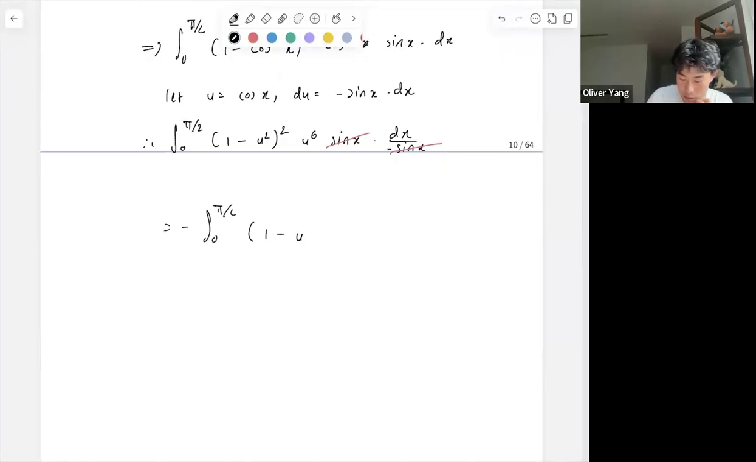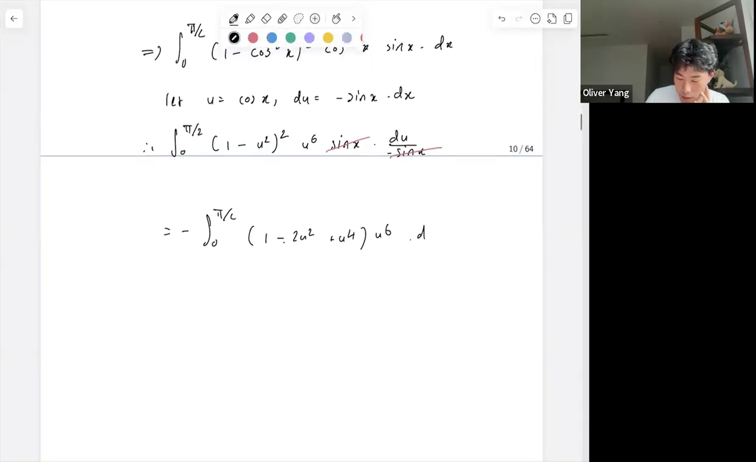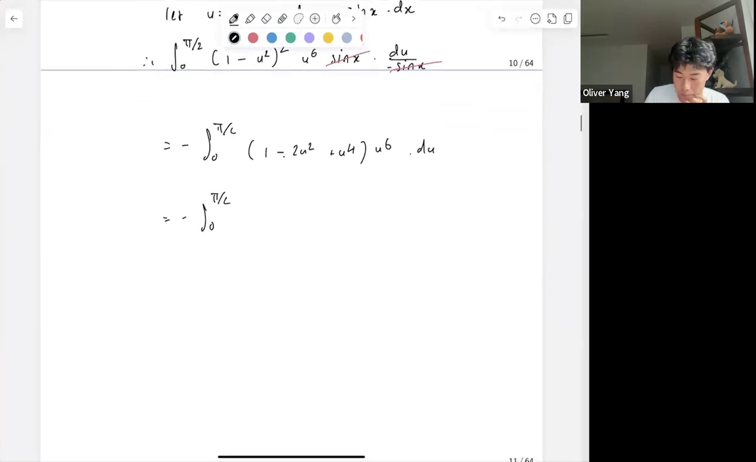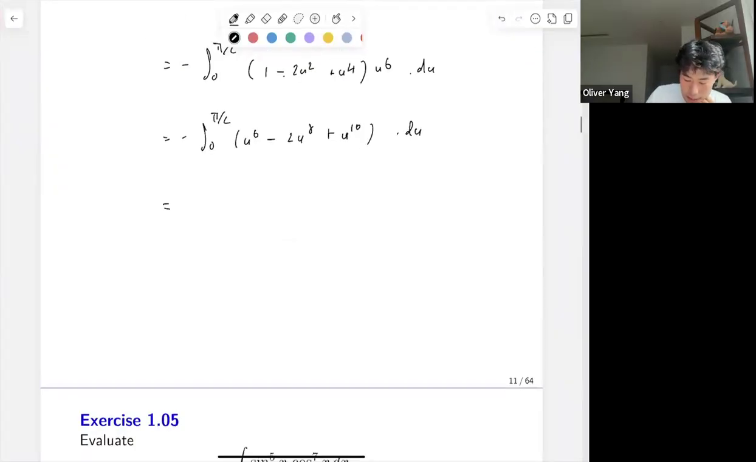So let's do that. So that would be u to the power 6, expanding this, minus 2u squared plus u cubed, right? Oh, sorry, I keep writing dx. It should be du, right? So we can expand it one more time, and we can just treat this integral like a polynomial, right? So u to the 6, minus 2u to the 8, plus u to the 10 du.